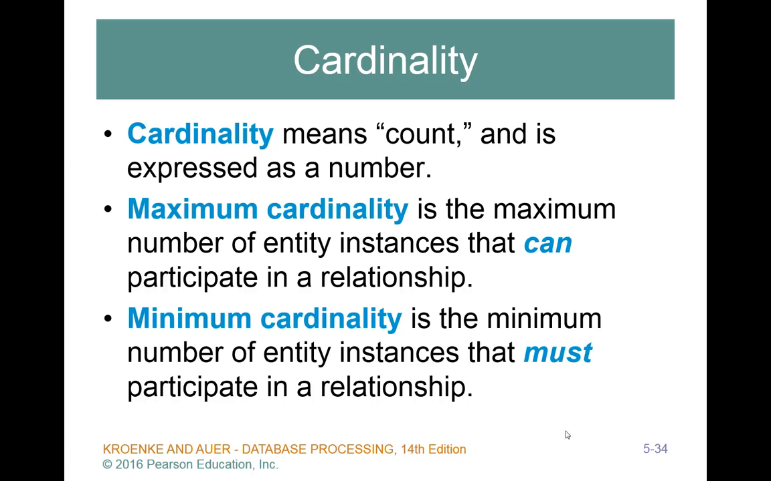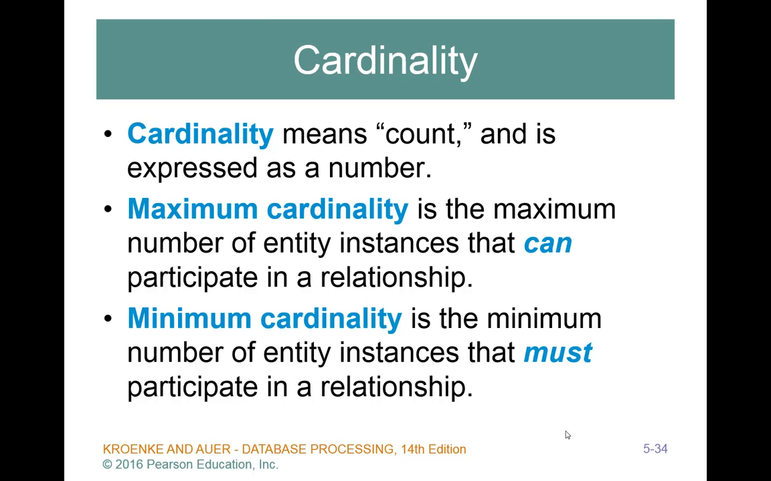the term cardinality is expressed within our relationships. This word means count. We have a maximum cardinality, which is the maximum number of entity instances that can participate in a relationship, and the minimum cardinality, which is the minimum number of entity instances that must participate in a relationship. What we need to understand is that the degree is the number of entities participating, but max cardinality is really talking about the actual entity instances, not the entities themselves.